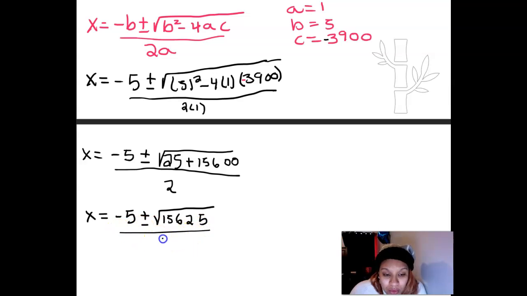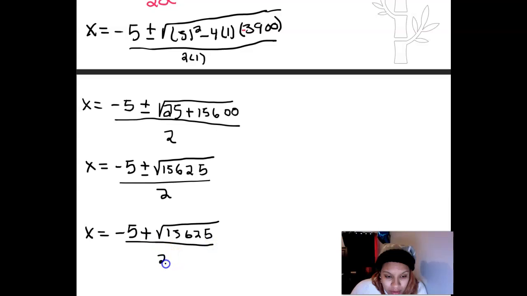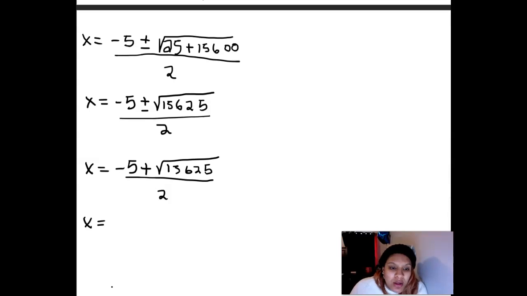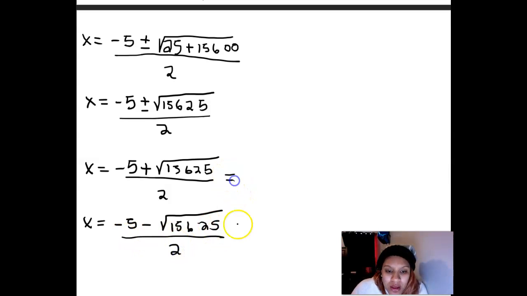All right, so we need to find both of our values for x. So we're going to have x equals negative 5 plus the square root of this big number over here, all the way divided by 2. And we're also going to have x equals negative 5 minus the square root of 15,625, divided by 2. So let's do this.